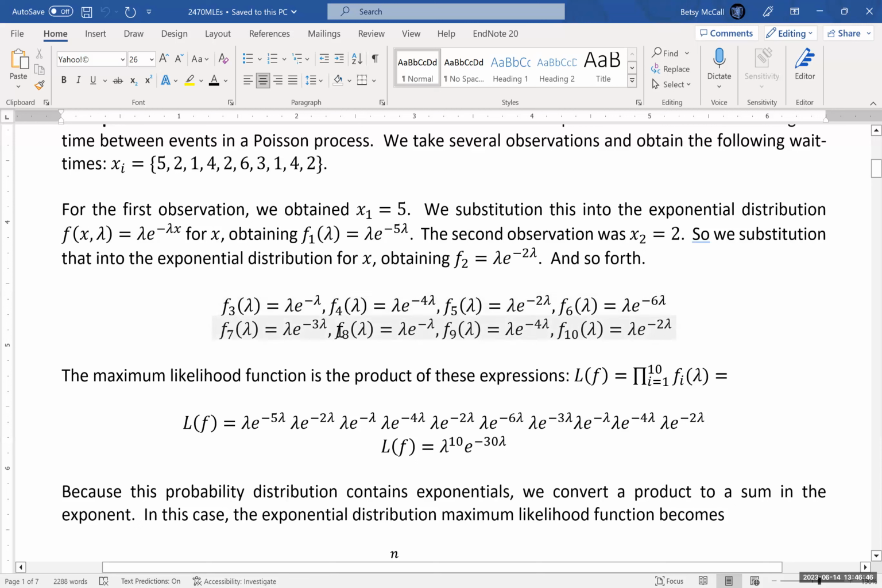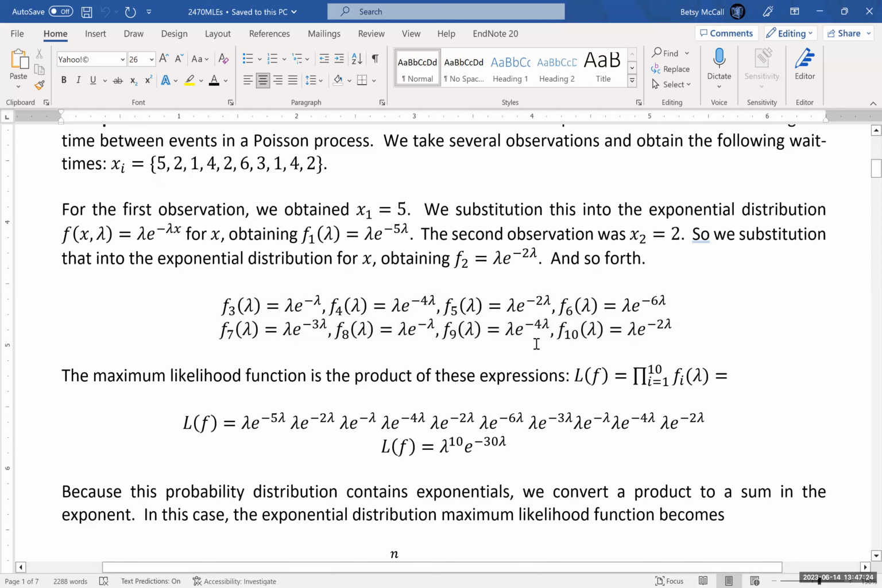And so I've gone through and listed all of those different observations and how that exponential distribution is processed with a known x. The maximum likelihood function is the product of these. Remember, we're thinking of this as a probability outcome, but one that had a particular x value involved in it. So our maximum likelihood function is the event where all of these things happen simultaneously or in succession, but they all have to be true.